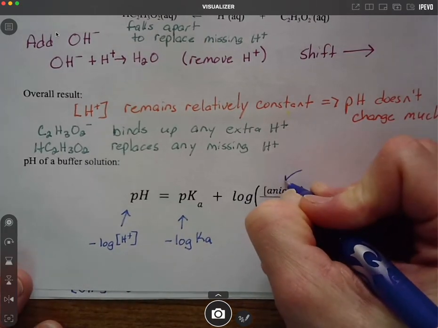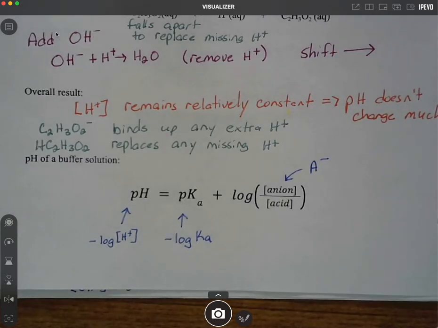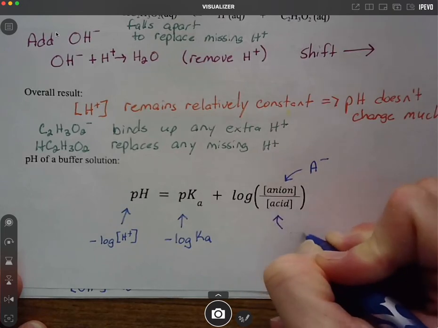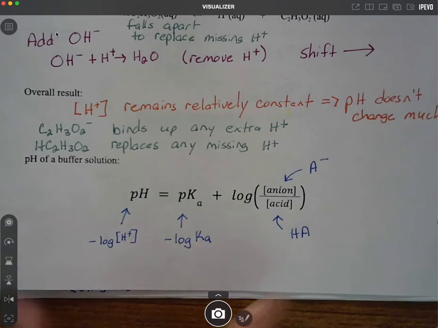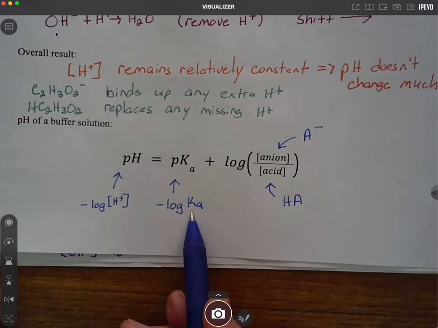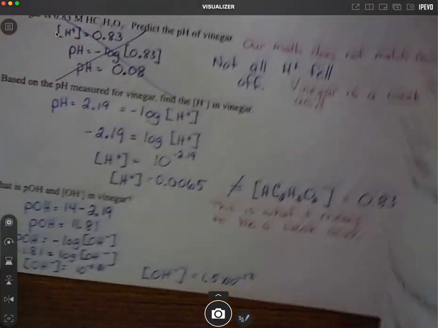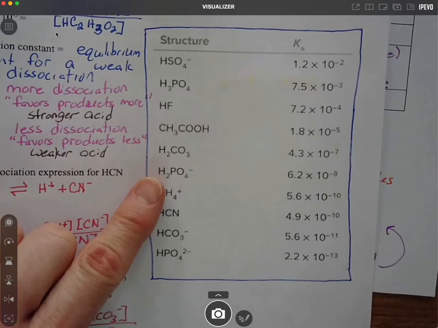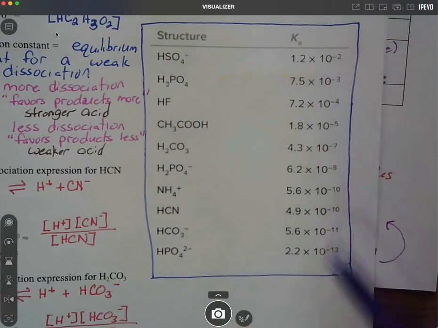The anion is the concentration. We're just going to give it a generic name, A minus, for anion. It could be any anion. And the acid is that anion with some hydrogen attached. Remember, the Ka is the acid dissociation constant. That comes from a table. It's just a number that we would look up. And you have this table on the previous page that has a list of weak acids and their Ka values.